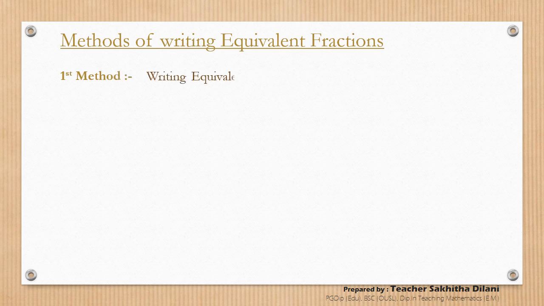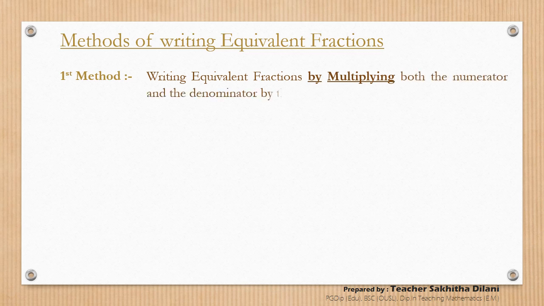There are 2 methods of writing an equivalent fraction. Now you are going to learn the first method, that is writing equivalent fractions by multiplying both the numerator and the denominator by the same whole number except 0.